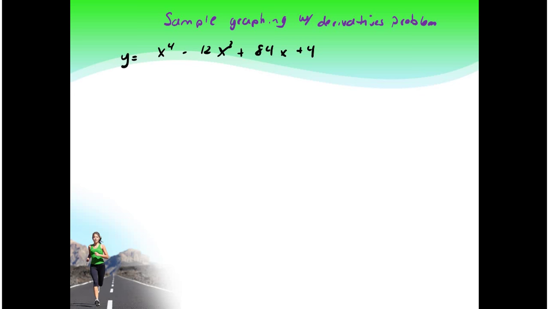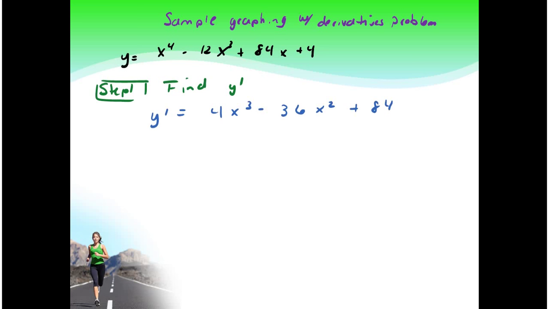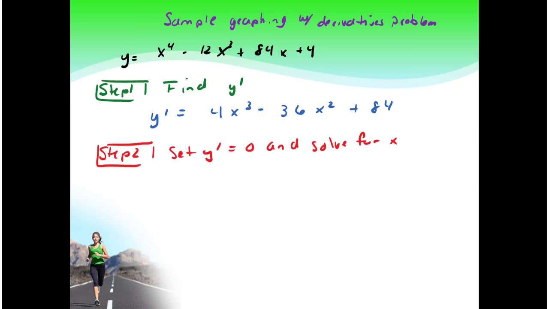So this is another sample graphing with derivatives problem. It was a little bit messy, but I already selected it, so I went forward with it. It's a fourth degree polynomial. The first step is to find y prime. Y prime in this case is 4x cubed minus 36x squared plus 84, found by the power rule.